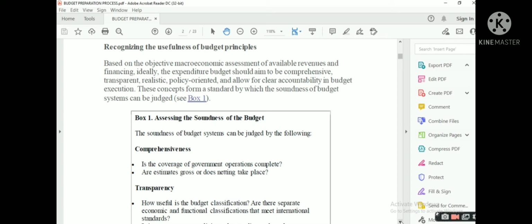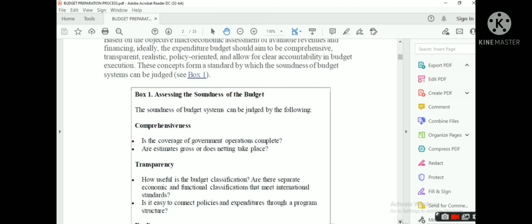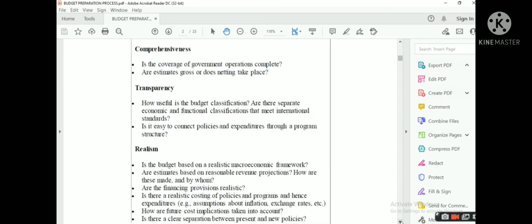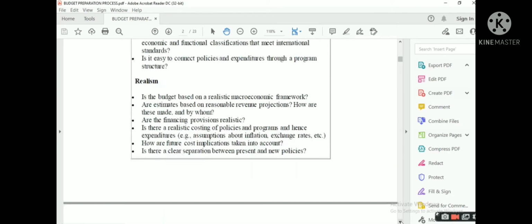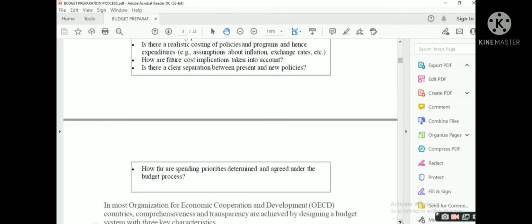Realism: is the budget based on a realistic macroeconomic framework, or estimates based on reasonable revenue projections? How are these made, and by whom? Are the financing provisions realistic? Is there a realistic costing of policies and programs and hence expenditures, e.g., assumptions about inflation, exchange rates, etc.? How are future cost implications taken into account? Is there a clear separation between present and new policies? How far are spending priorities determined and agreed under the budget process?